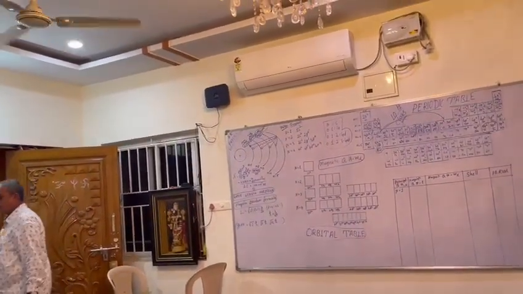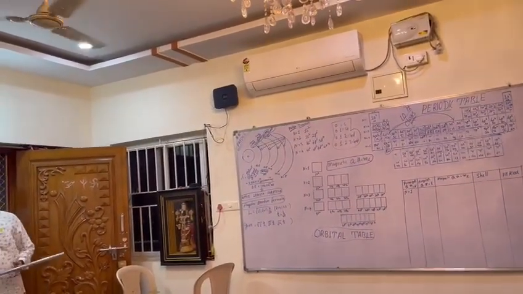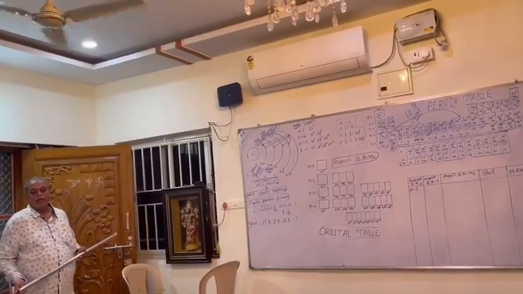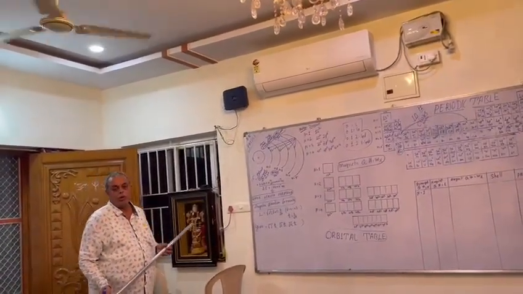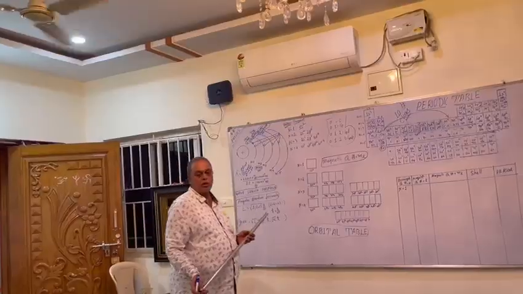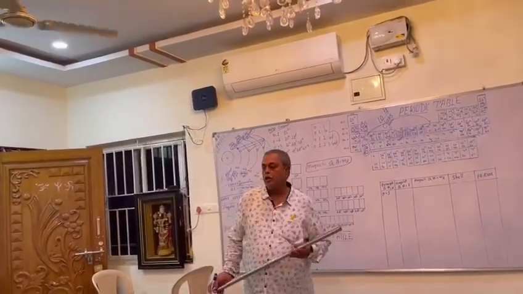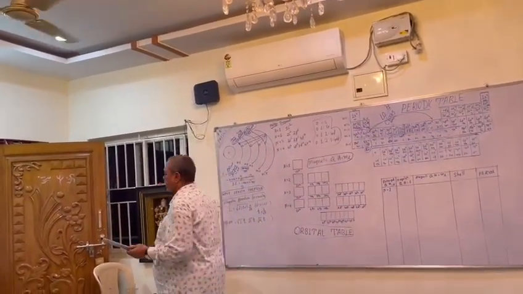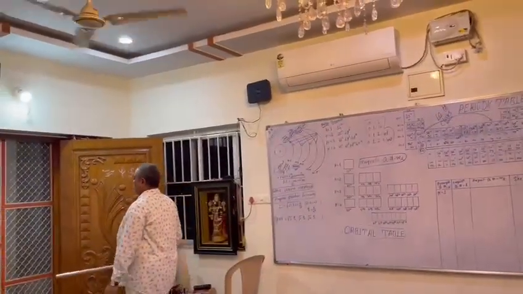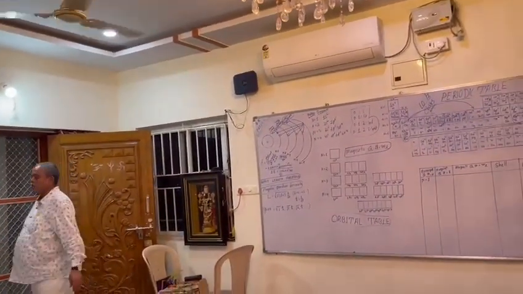Nanometer means 10 to the power of minus 9 meters. 10 to the power of minus 9 is nothing but nano.